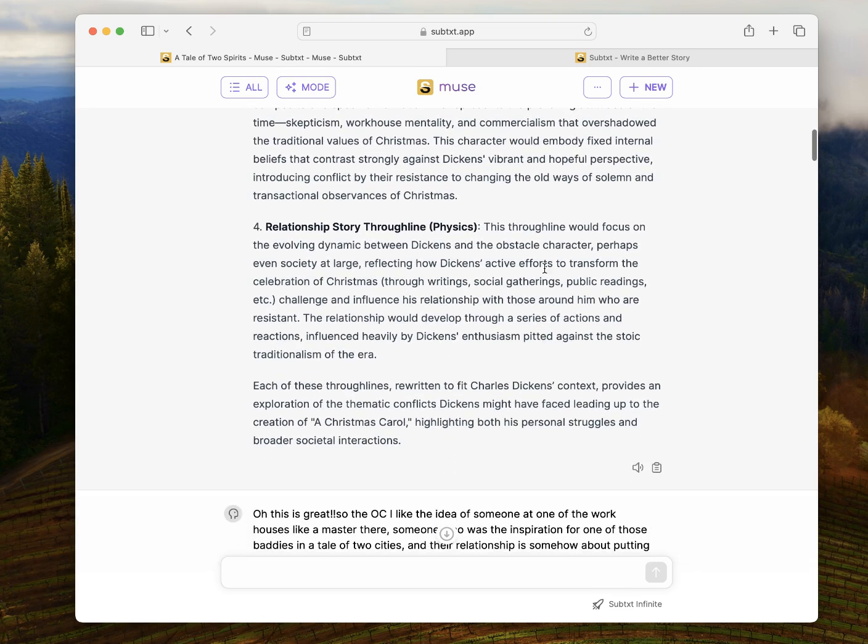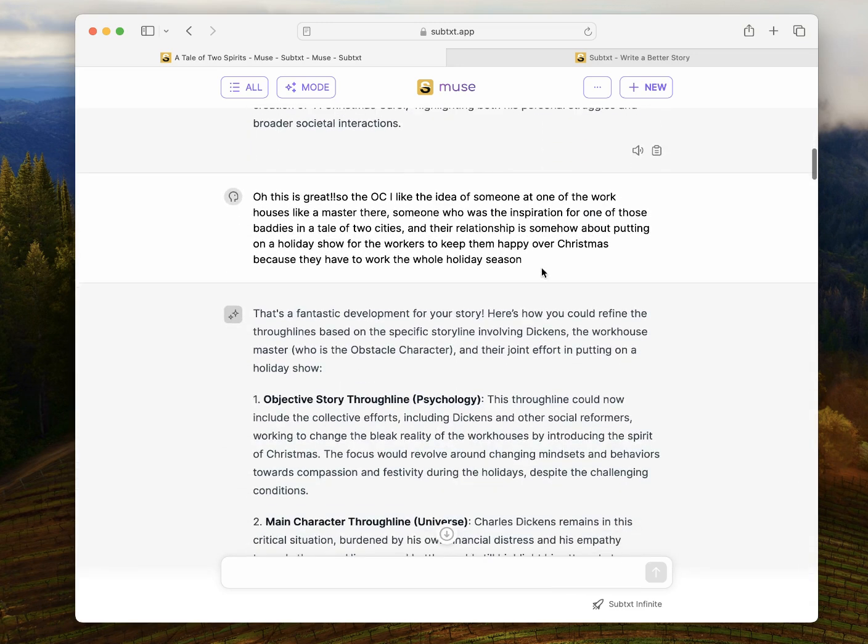And then the physics would focus on the evolving dynamic between Dickens and the obstacle character. Usually the relationship story is between those two characters. It doesn't have to be, which I'll get to in a second, but that's usually how it falls out. So then I put that's great. So the obstacle character, I like the idea of someone at one of the workhouses, like a master there, someone who was the inspiration for one of those baddies in A Tale of Two Cities, because I don't remember A Tale of Two Cities from junior high. I remember the first line, but that's it.